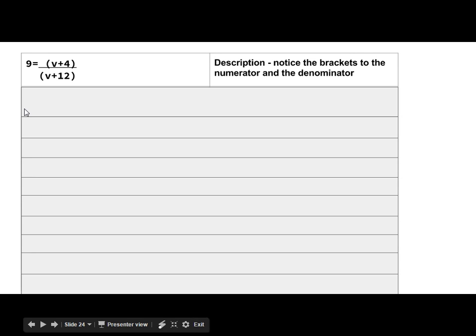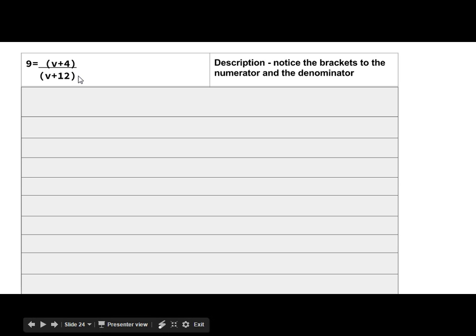For this next question, this is the third question on the same first page that we've been working on. And you'll notice that it looks a little different than what you were given on the question. The question actually gave you 9 equals (v plus 4) over (v plus 12), which looks very similar to this, but I've added brackets. And this is so that you can realize something here.